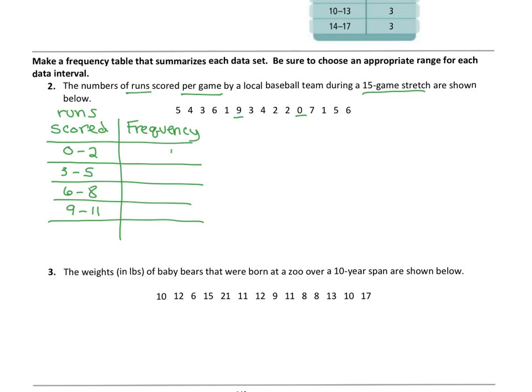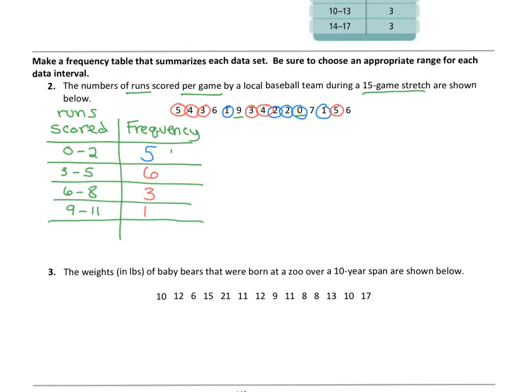So how many are between 0 and 2? I have 1, 2, 2, 0, 1. So 1, 2, 3, 4, 5 are between 0 and 2. And then 3 and 5. So I'm going to circle all the ones now that are between 3 and 5. So 1, 2, 3, 4, 5, 6. And then 6 to 8 would be 3. And then 1 would be 9 to 11. So it just shows the frequency, or the number of times something occurs within a certain interval.